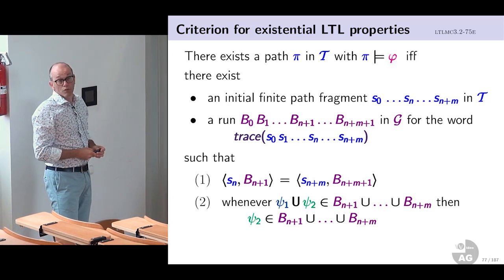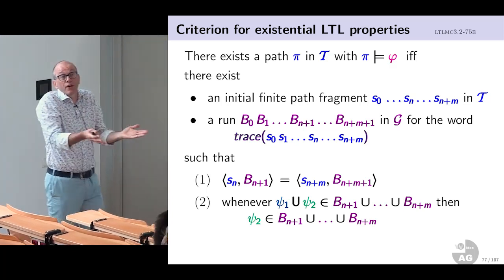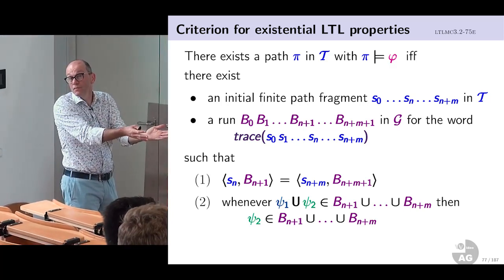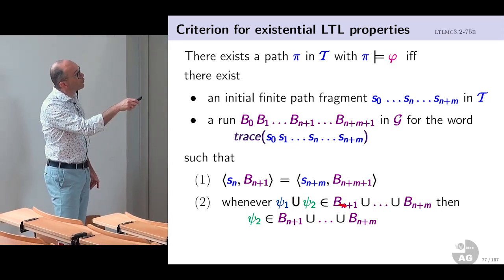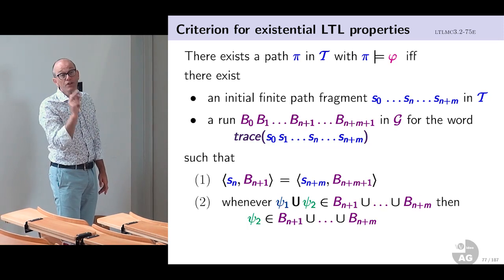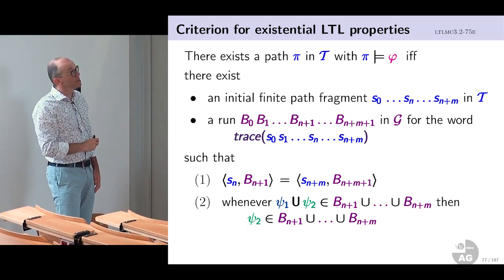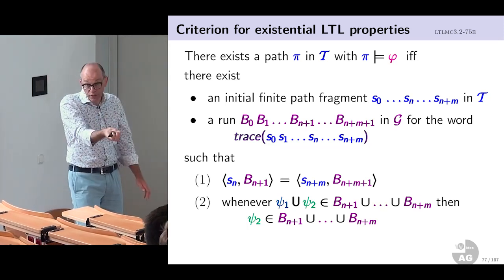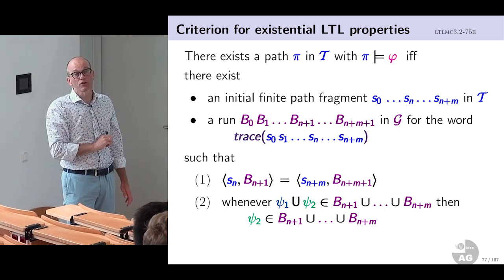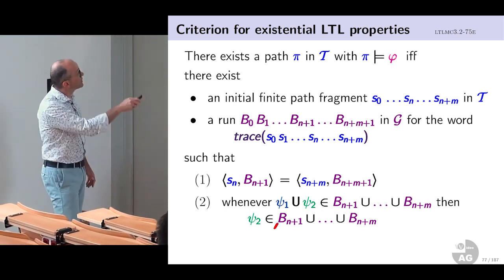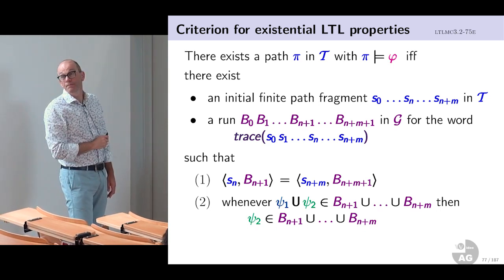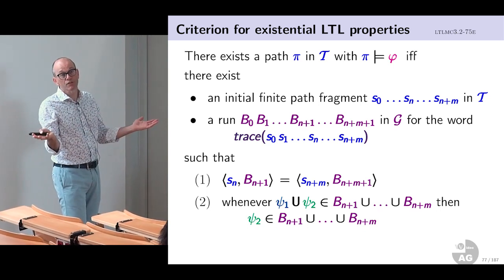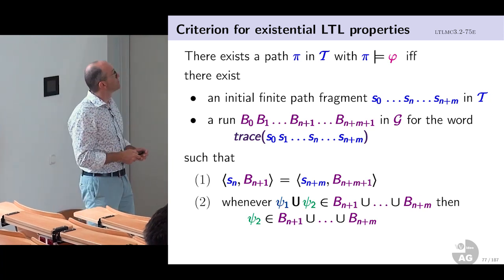Good. What else? We need to check that this cycle satisfies the acceptance condition. What does that mean? It means that if there is an until formula in one of the states on the cycle in the Büchi automaton, then you also need to be able to fulfill this until formula on that cycle. It needs to be that there is some state in the cycle that also has psi2 there. Otherwise, the until formula is not satisfied in the path.